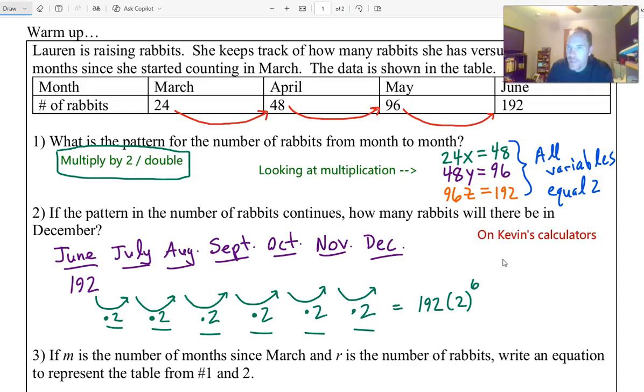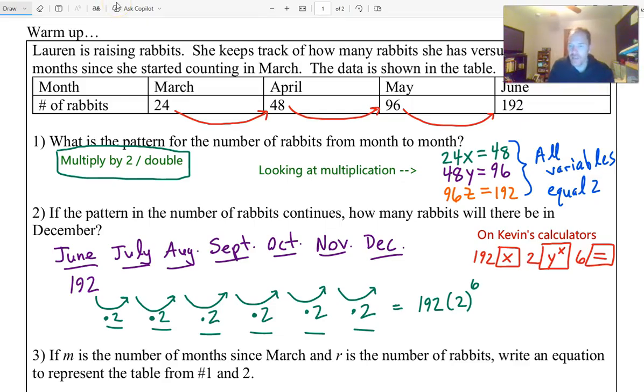So on my calculators, my classroom set, at least the calculators I have at the time of this video recording, I'm going to start with 192. I'm going to ask my calculator to multiply. And then to do 2 to the 6th power, I'll do 2. And then my calculators have this button that looks like y to the power of x. That's the exponent button. And then I'll put in the exponent of 6, and then I'll press equals. Okay. So if you're using my calculators, see if you can do that sequence, 192 multiplied by 2, y to the power of x with a 6. See what that comes out with.